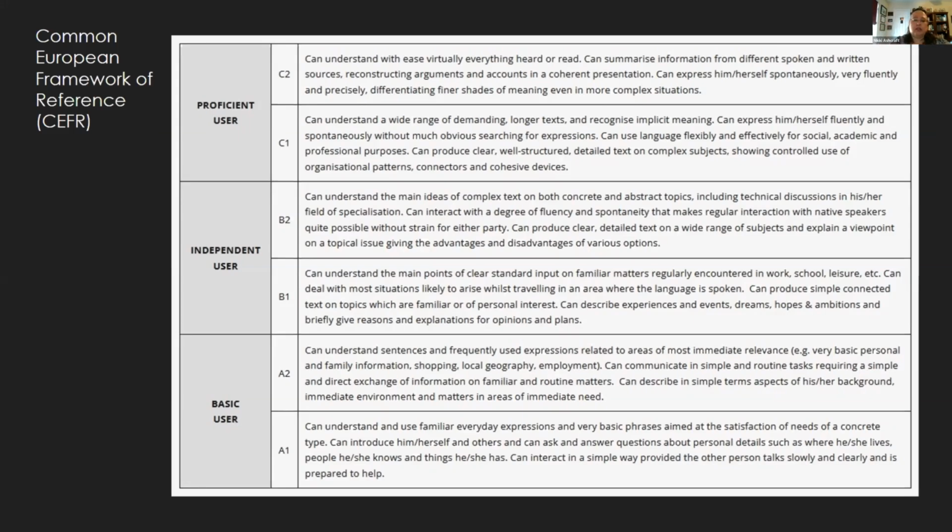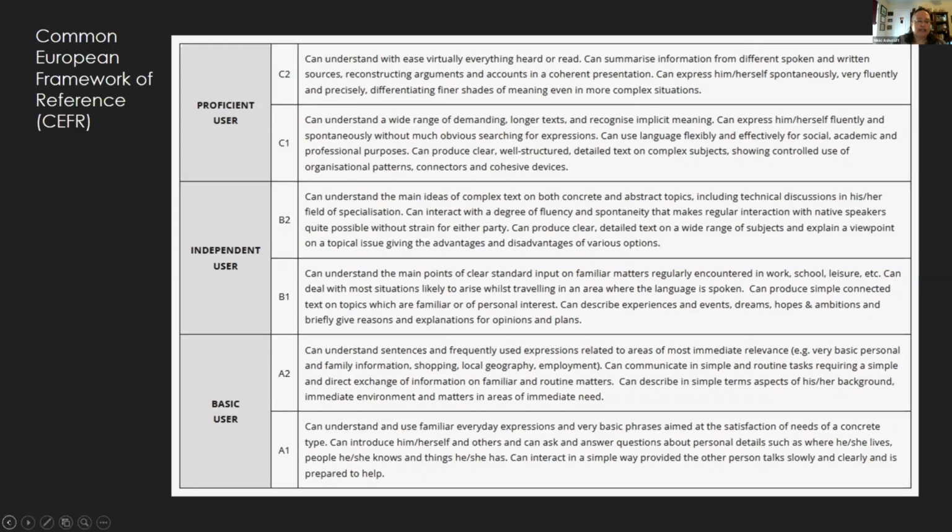If you see the descriptor for the C2, what that person is able to do with language, it says they can understand with ease virtually everything they hear or read. They can summarize information from different sources. They can reconstruct arguments, express themselves spontaneously and precisely, understanding nuances. So this is a very high level of proficiency.